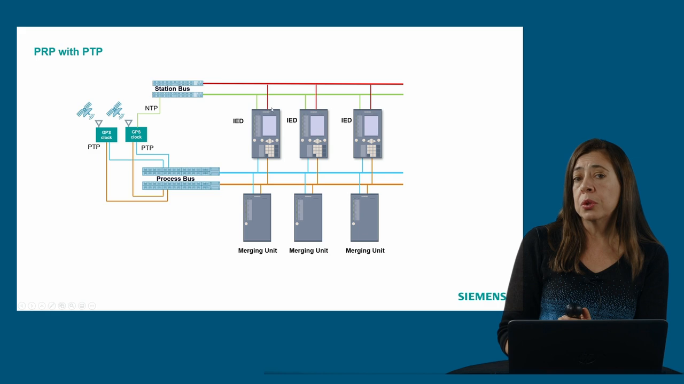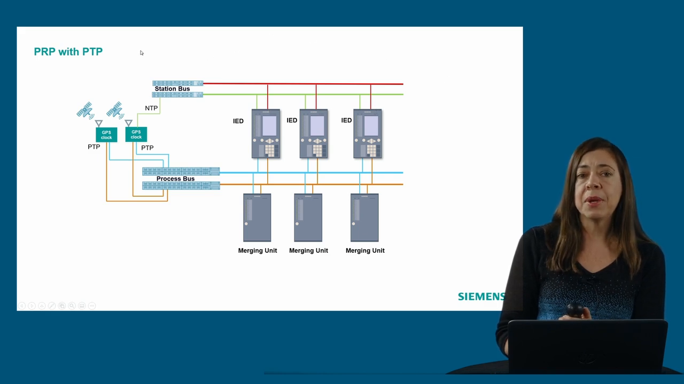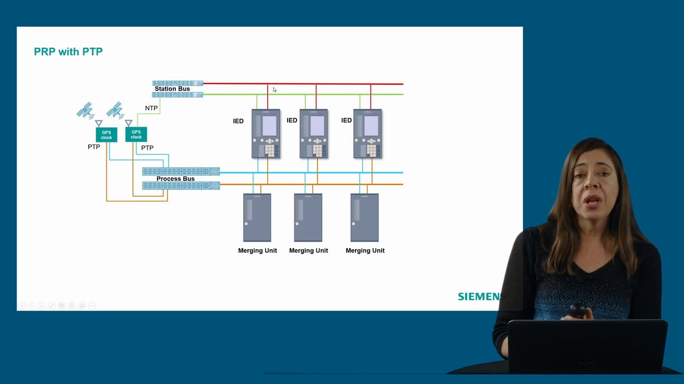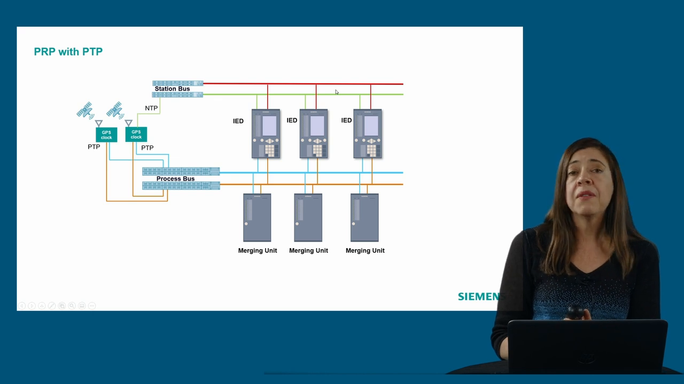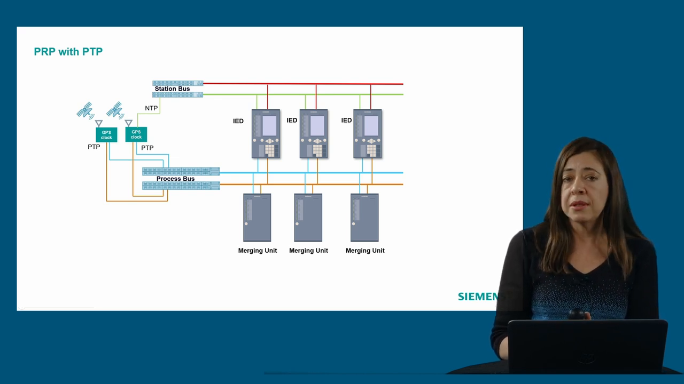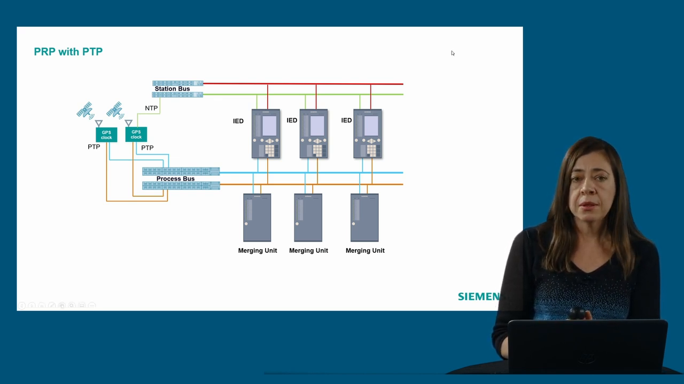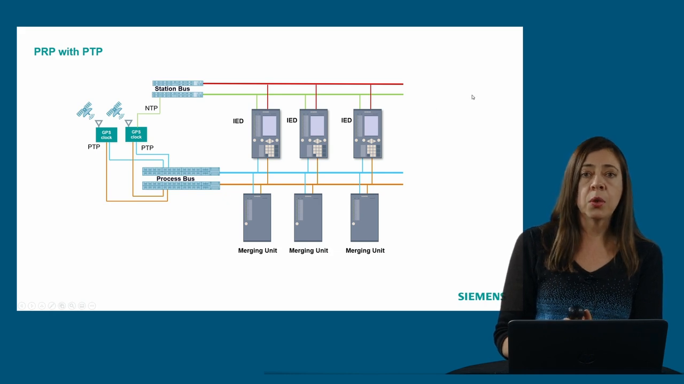Here we are also adding an independent station bus. So the protection devices are connected on one side to the station bus and on the other side to the process bus. And with this configuration, we can also take advantage of the possible NTP signals that we have in the master clock to feed into the station bus for other devices like printers or PCs not able of receiving PTP synchronization signals.